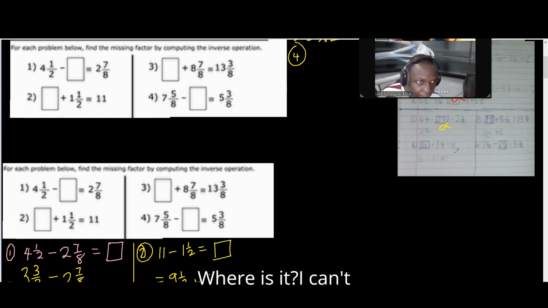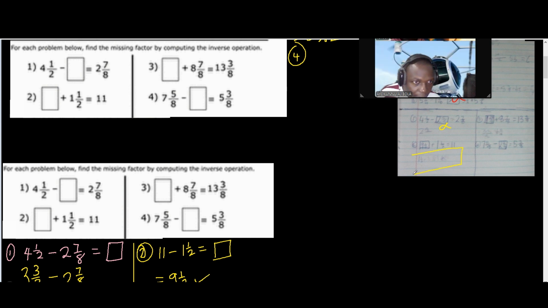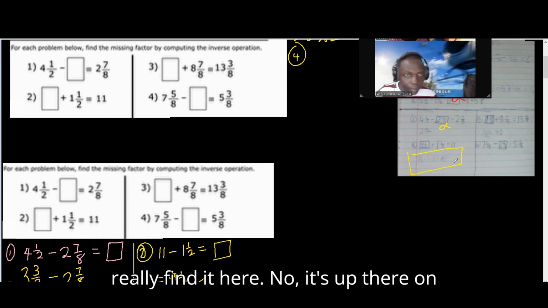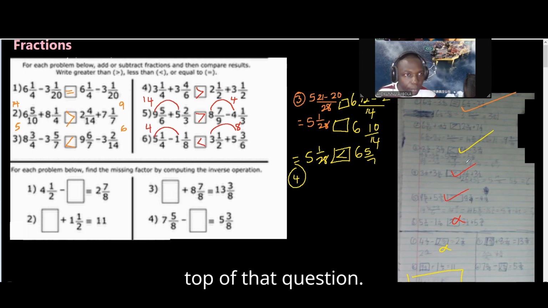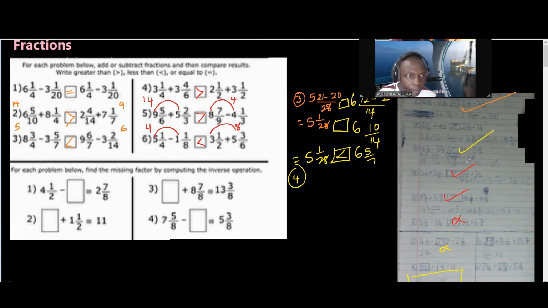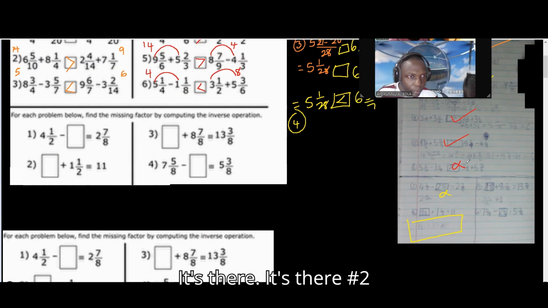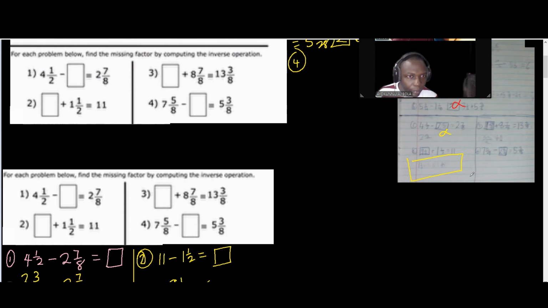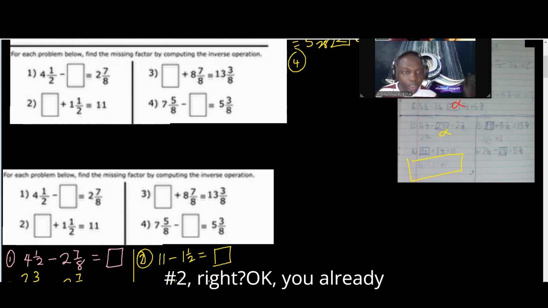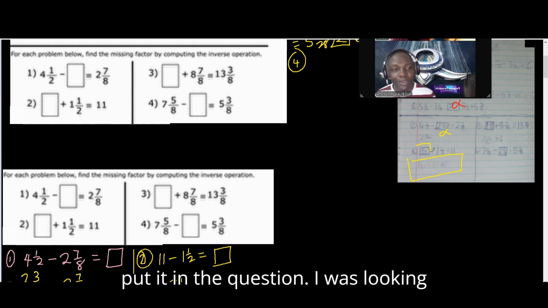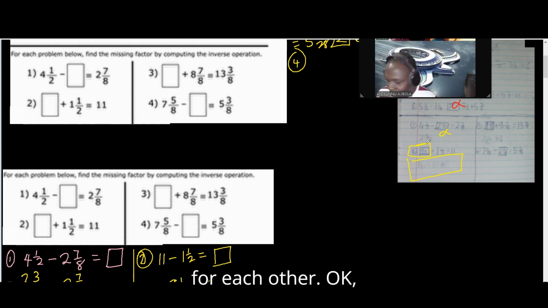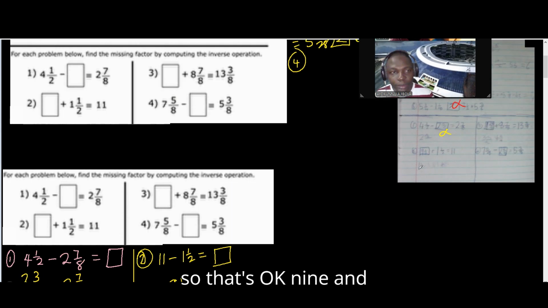Where is it? I can't really find it here. No, it's up there. On top of that question there. Hmm. It's there. Number 2, right? Okay, you already put it in the question. I was looking for it at the bottom. Okay, so that's okay. 9.5.